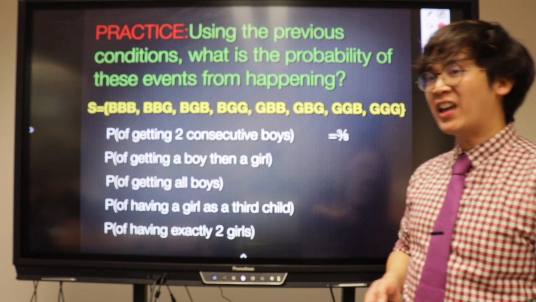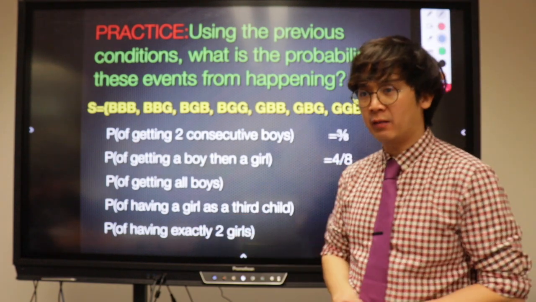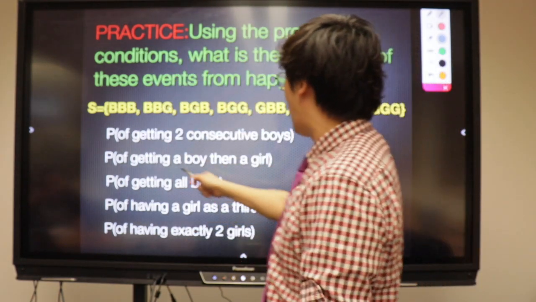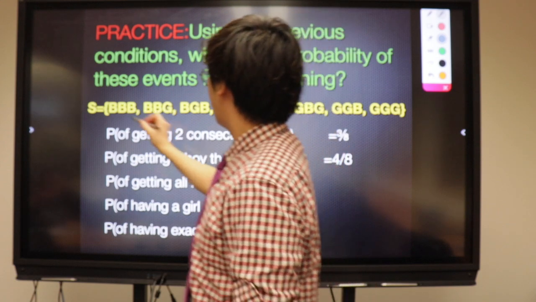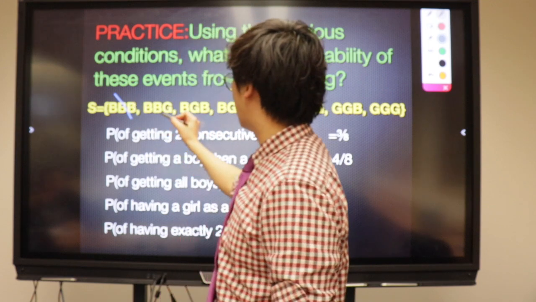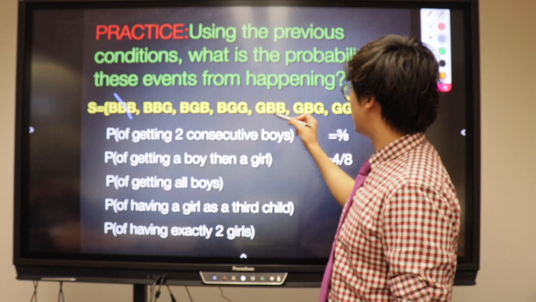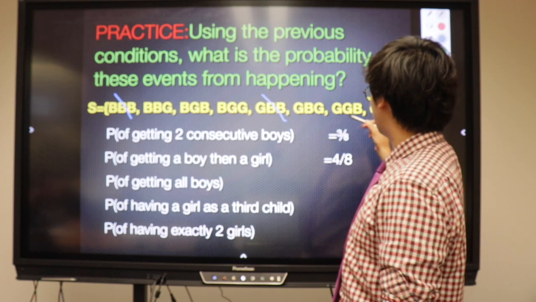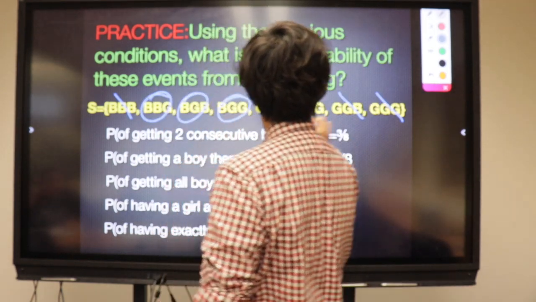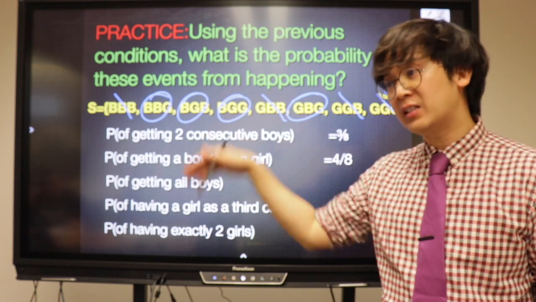Getting a boy and then a girl? 3 out of 8 or 4 out of 8? 4. Let's count. That's why we have these as our sample space. Getting a boy, then a girl: yes, no? No. Yes. Yes. Yes. No. So we have 4 successes out of the sample space.